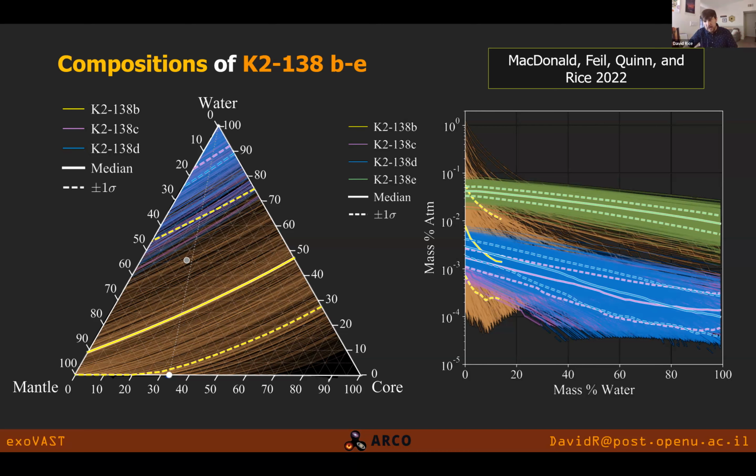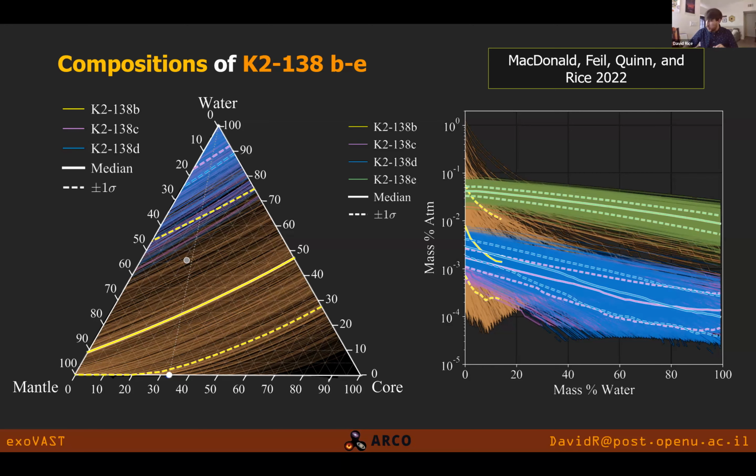So on the right here is a mass percent of water. So we've picked some core to mantle ratio underneath, and then solved across water mass fraction here on the x-axis for the atmosphere mass fraction to match these masses and radii. So you can see C and D here have possibly very similar atmosphere mass fractions, while E requires a much larger atmosphere mass fraction for these planets.